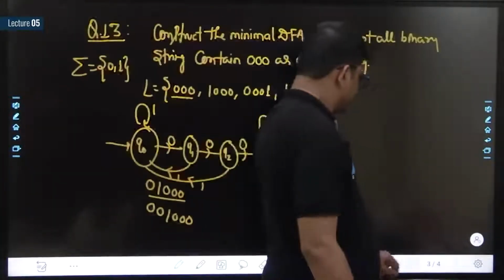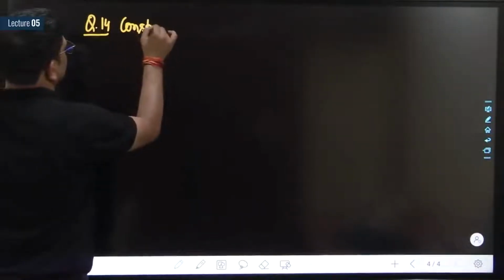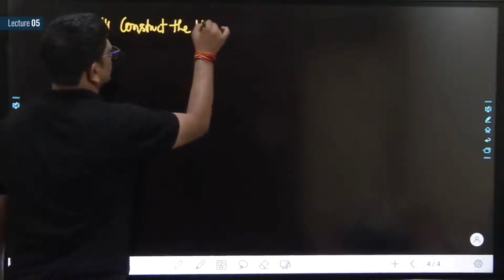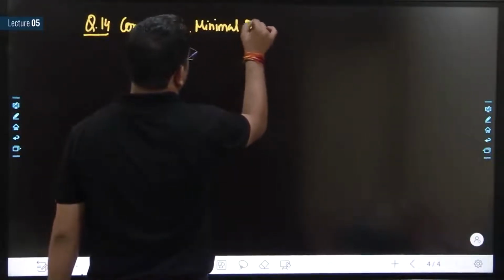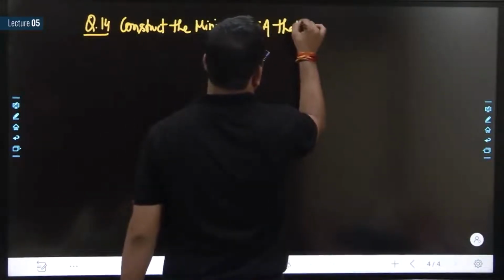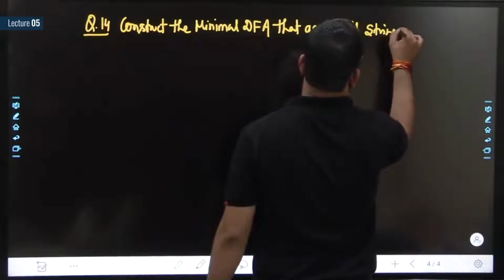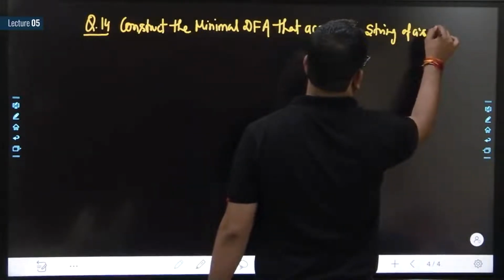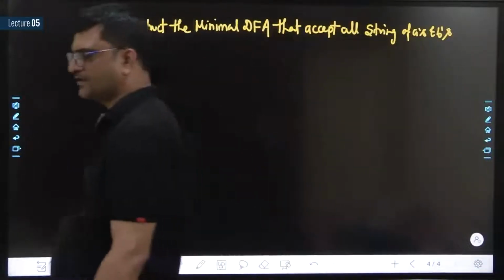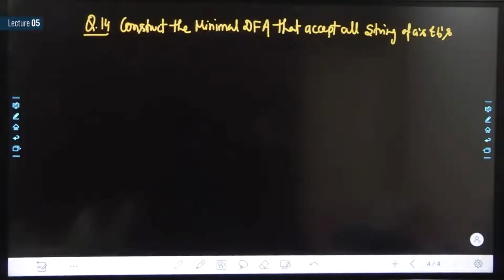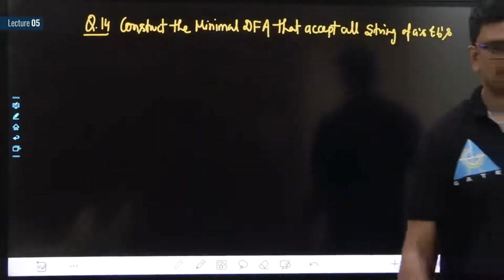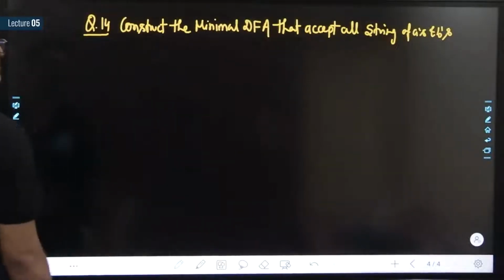Next questions. Question number 14. Construct the minimal DFA that accepts all strings of A's and B's, where length of the string is even and length of the string is odd.